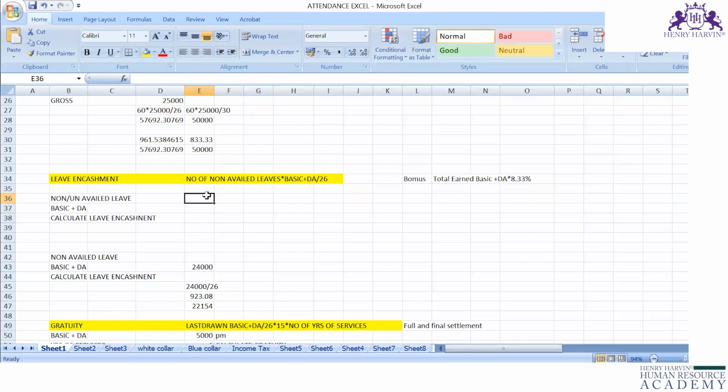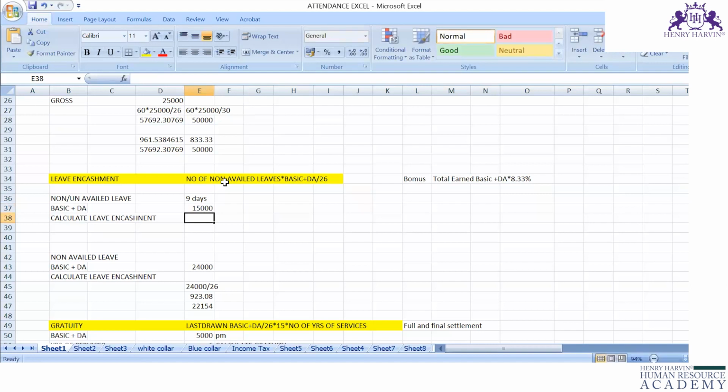Your organization has given you 12 days of eligibility leave, but you have utilized only 3 days. That is, you have availed only 3 days in your eligibility leave. So you will be having 9 days as leave balance. So 9 days is the non-availed leave. Then your basic plus DA is 15,000.